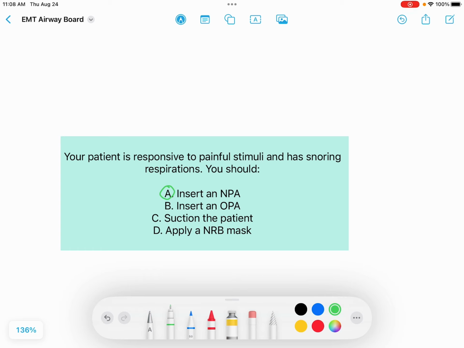Why is that? We'll start off with talking about the OPA. This is our number one airway adjunct. This is what we prefer to use. We prefer to use the OPA because it's going to keep the tongue out of the way. That is our preference whenever we're dealing with airway stuff. It'll make it easier to suction. It'll make it easier to BVM. However, they have to be unresponsive, generally speaking, and they generally have to have no gag reflex.